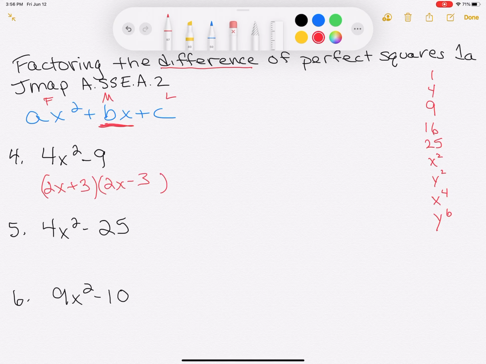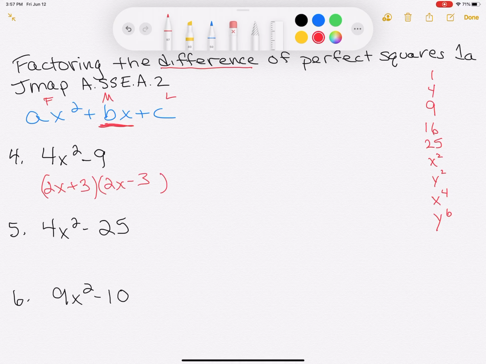So when I multiply 2x times a 2x, I get the 4x squared. The 3 times a negative 3 is negative 9. And then because the inners and outers, or that diagonal, are going to be the same terms but opposite signs, they're going to cancel each other out. And you certainly could use the box method to do that check.